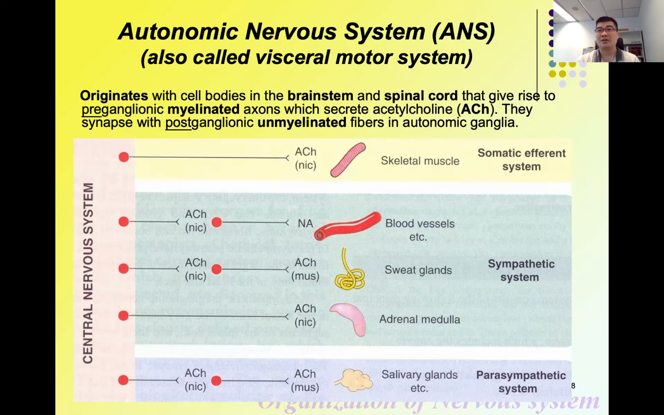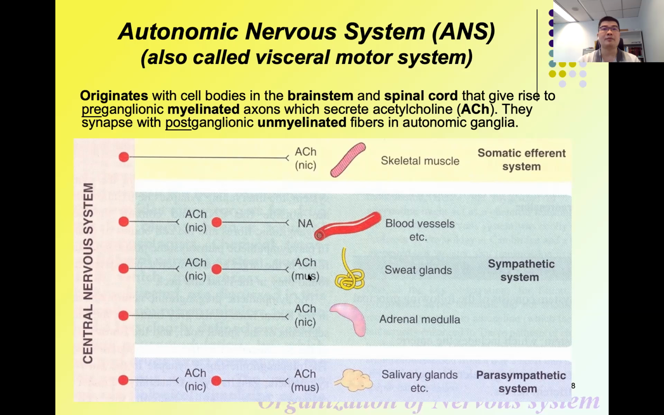One of your students asked what is the difference between NIC and MUS. That's actually a different type of receptor. If you still remember a little from the introduction, this is the muscarinic receptor, and this is the nicotinic receptor. When we talk about acetylcholine as the neurotransmitter, we will talk about the different types of receptor.